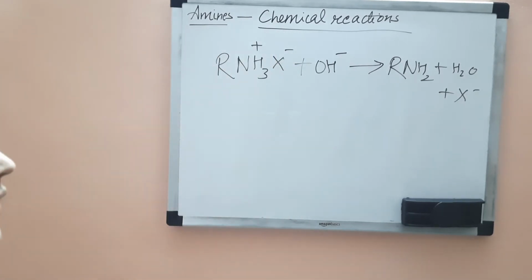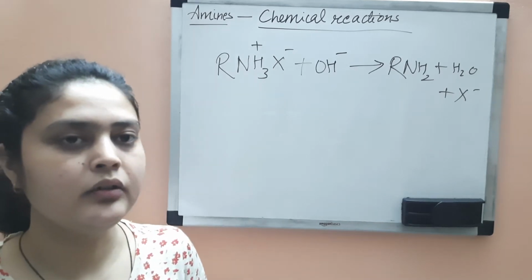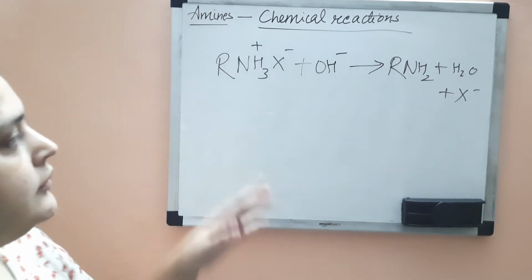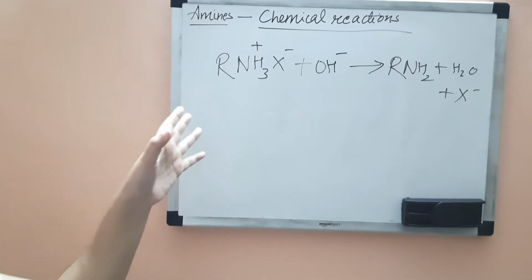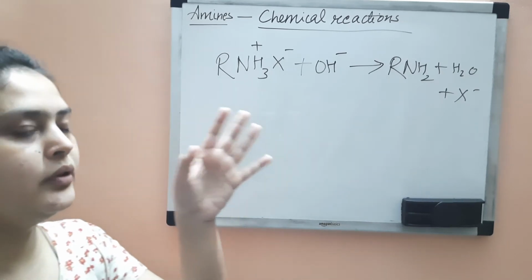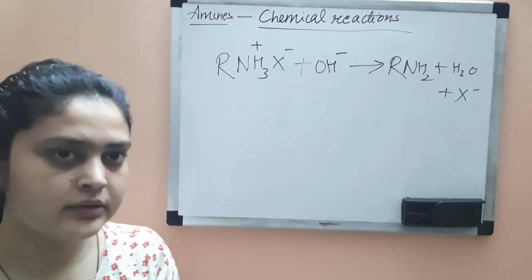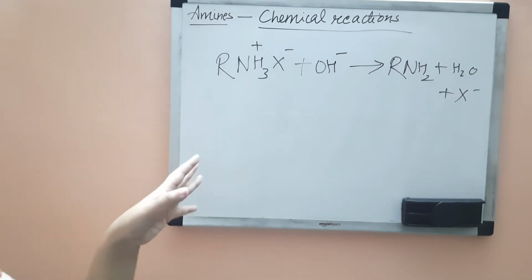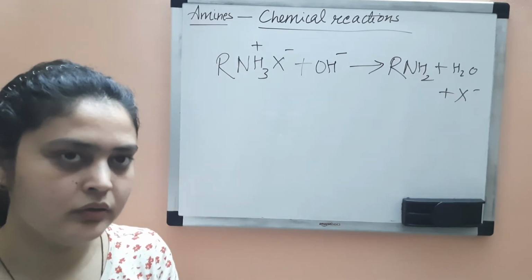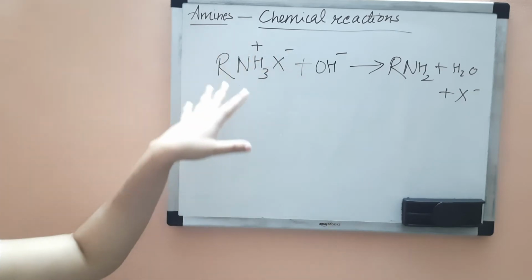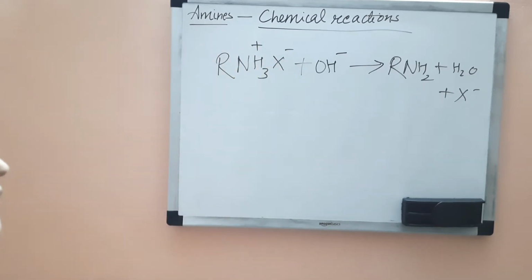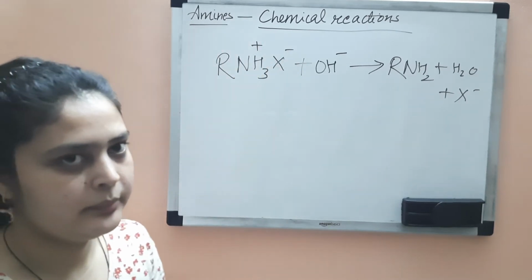This salt of amine is insoluble in organic solvents and soluble in water. So if you want to separate the amines from your non-basic organic compounds, then you can add water and the non-basic organic compounds will not be dissolved, but this salt will be dissolved. So this way you can separate both of them.